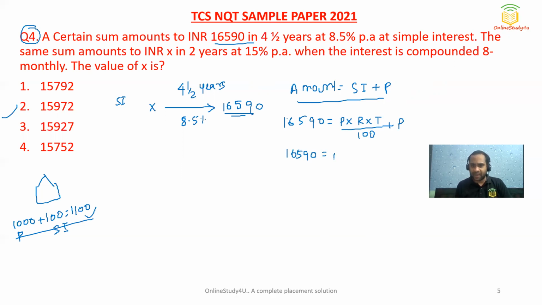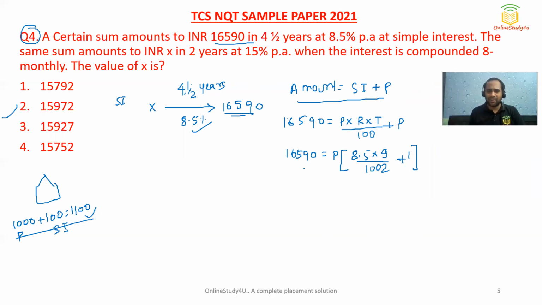Simple interest, principal I will take common. Rate is given here as 8.5. Time is what? 4 2s are 8, 8 plus 1, 9. So it is 9 by 2, my dear friends, divided by 100. P I have taken common, so 1 will be here. See, simple calculation is there, friends. I wanted you all to understand, so that is the reason I am doing it 1 by 1.